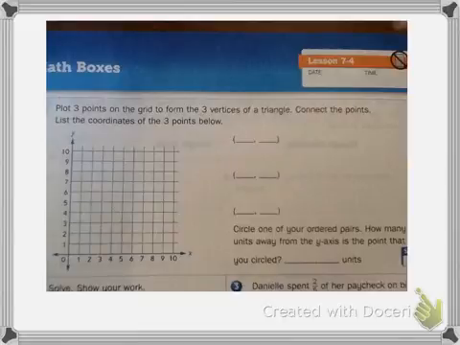Number 1 says plot 3 points on the grid to form the 3 vertices of a triangle. Connect the points, and then list the coordinates on the points below. So I'm going to choose here, here, and here, and connect them. My first point is 3, 3.